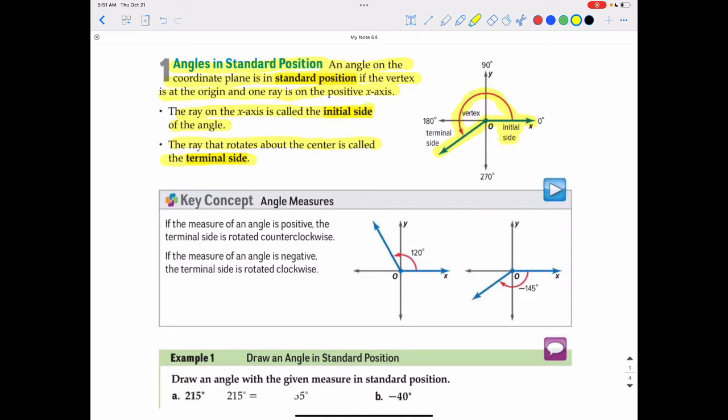So speaking of direction, for positive angles the terminal side is rotated counterclockwise. In the first diagram, we would consider this a positive 120 degree angle, because we think of it in terms of a clock, and the clock is running backwards. So it's measured counterclockwise at 120 degrees. Negative angles are measured clockwise. So from the initial side, if we go clockwise, the way that a clock rotates, that would be considered a negative angle. So that would be a negative 145 degree angle.